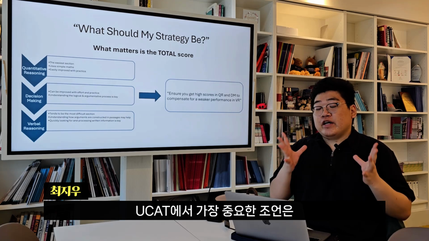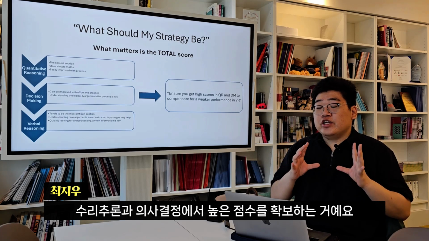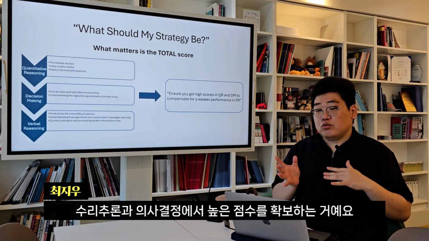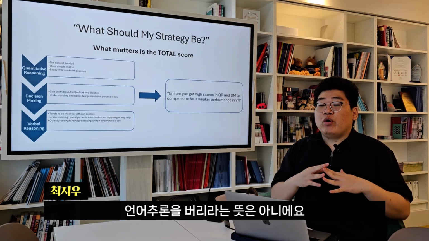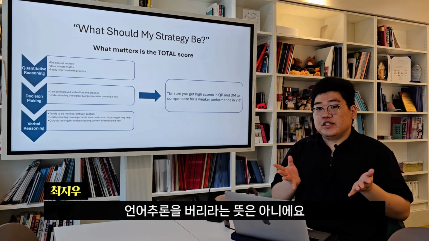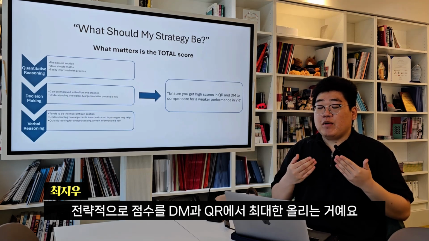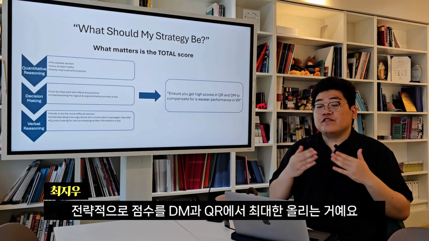So my main advice for the UCAT is ensure you get high scores in quantitative reasoning and decision making to compensate for a weaker score in verbal reasoning. Now, what I mean is don't ignore verbal reasoning, but strategically, we want to maximize our scores in both DM and QR in order to offset any losses in verbal reasoning.